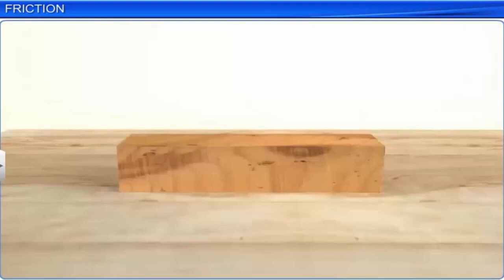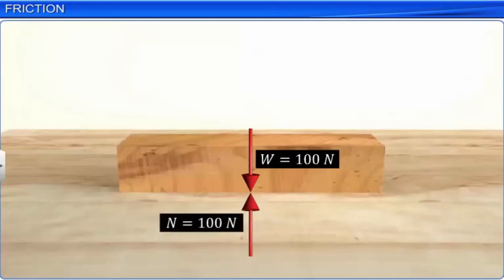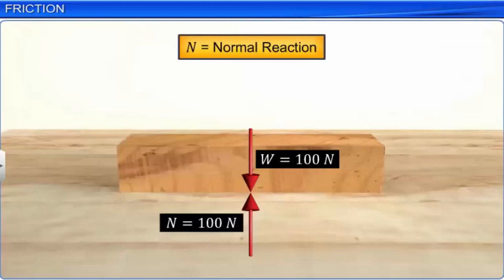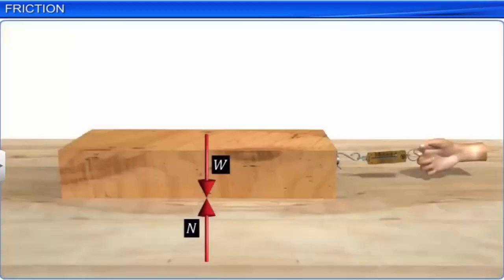Place a cuboidal-shaped wooden block weighing 100 Newton on the wooden table top. The weight of the block will be acting vertically downward and will press the tabletop down. The tabletop will press the block up with a force equal to the weight of the block. The upward force of the tabletop on the wooden block is known as normal reaction. Let us now try to slide the wooden block by pulling the spring balance attached to the block.